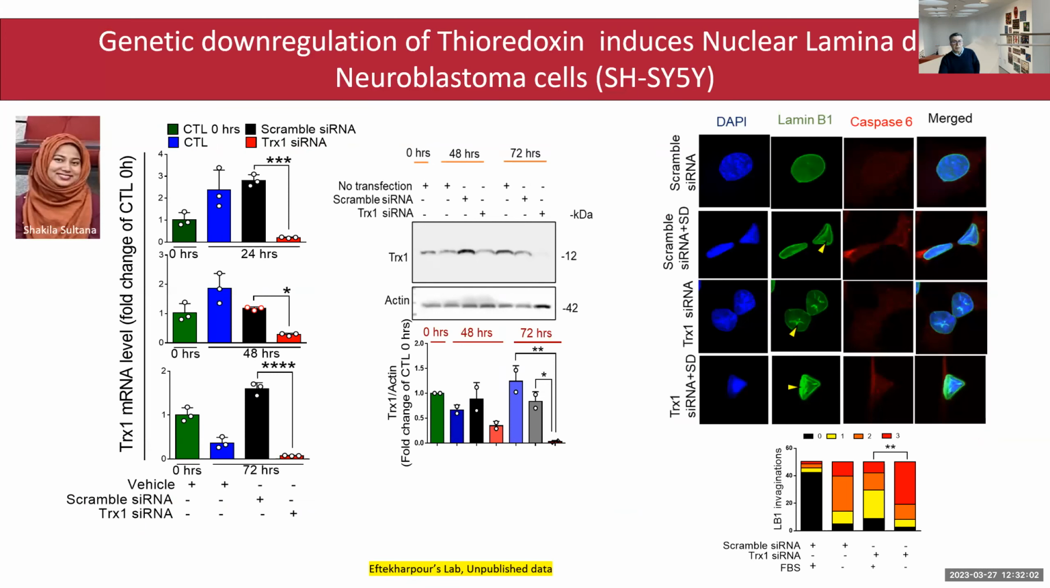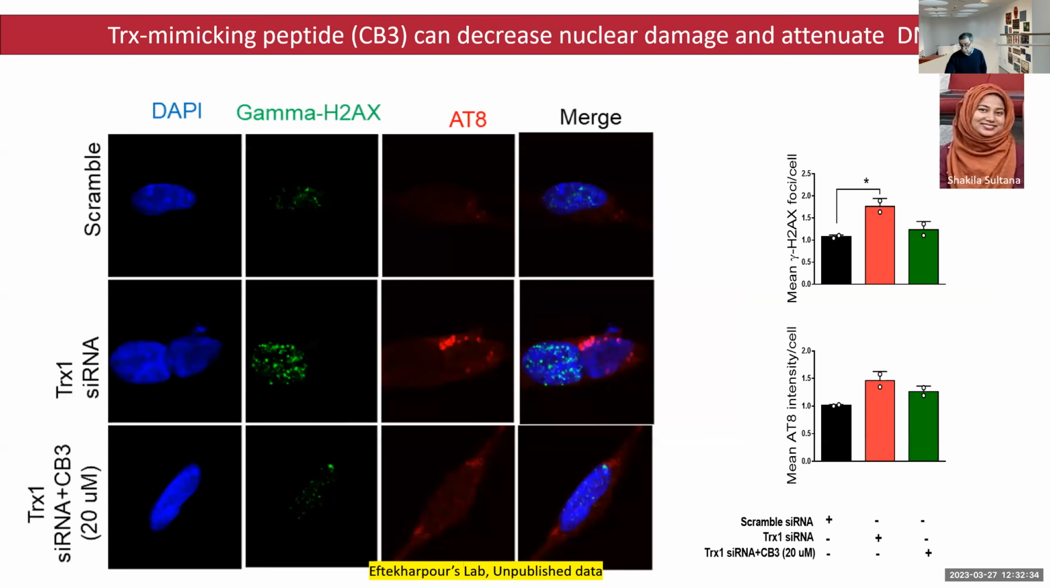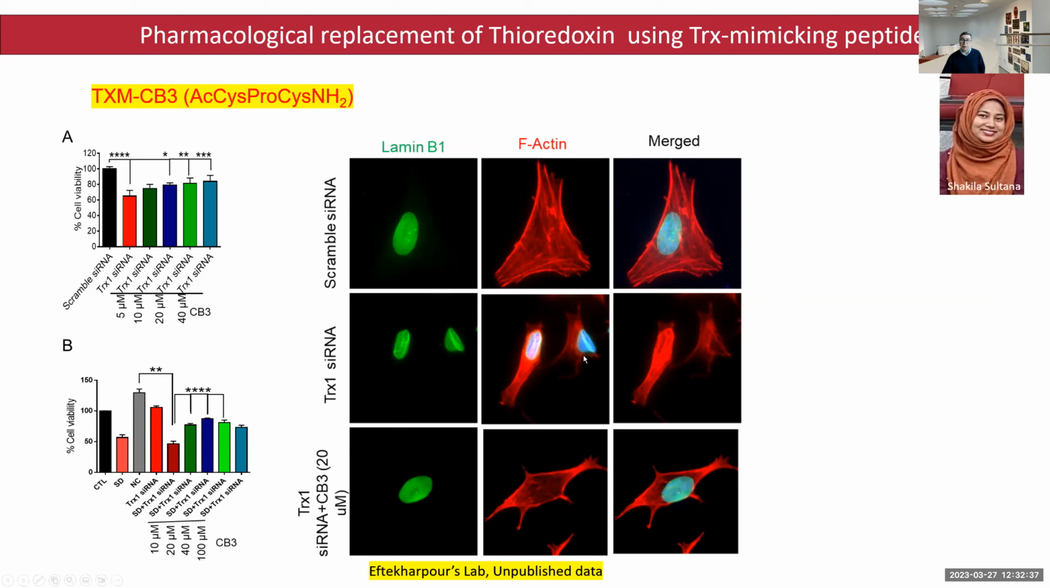So we went on, and on top of the neuronal model and using PX12, we used a genetic model, and Shakila here has shown that inhibition of thioredoxin using thioredoxin siRNA is able to induce nuclear lamina invagination. Again, looking at the cytoskeleton, changes in the cytoskeleton are occurring, but the good news is that we can prevent that very significantly using thioredoxin mimicking peptide.